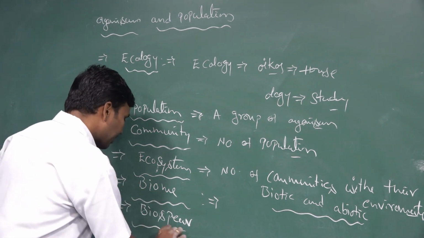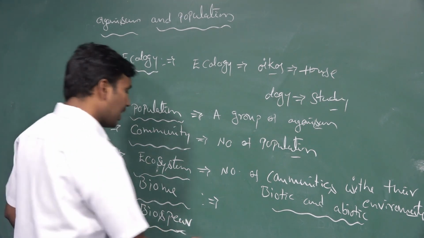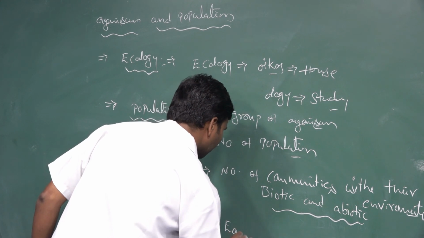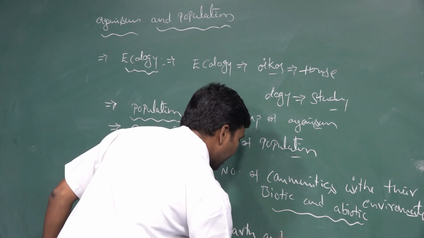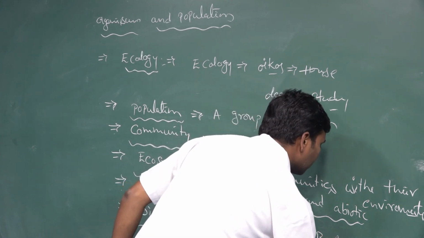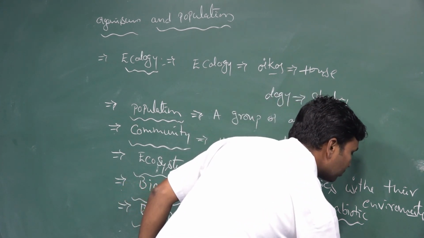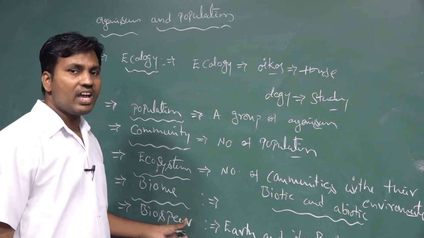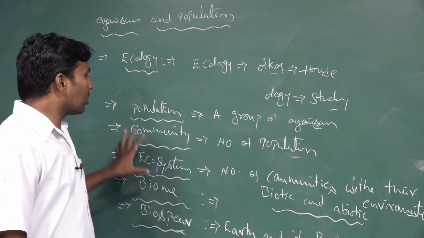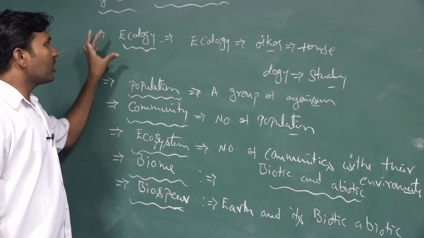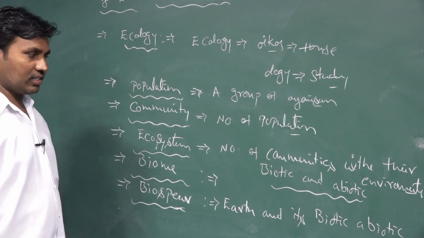And the biosphere. Biosphere is nothing but the earth and its biotic and abiotic factors together, which we call the biosphere here. So these are the basic words we are going to use in the study of biotechnology here.